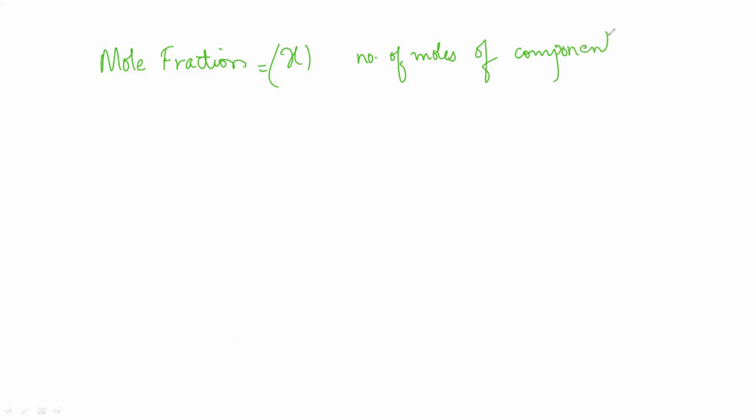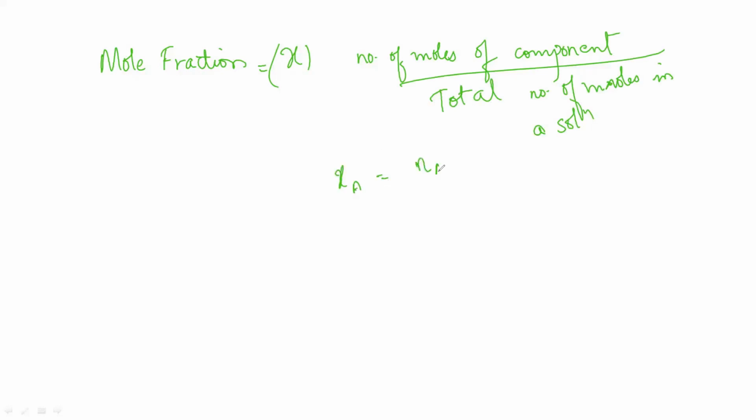Number of moles of component divided by total number of moles in a solution. How is it given? If I take it as chi A, then it is n of A upon n of A plus n of B. If it is chi of B, then it is n of B divided by n A plus n B. So it is a ratio of the number of moles of a component to the total number of moles in the solution.